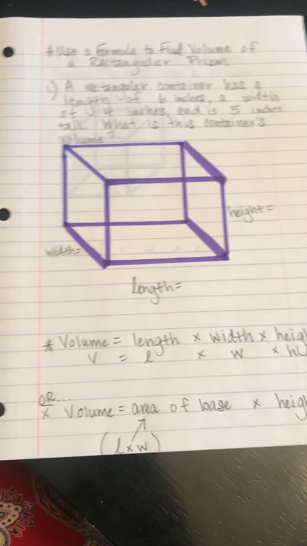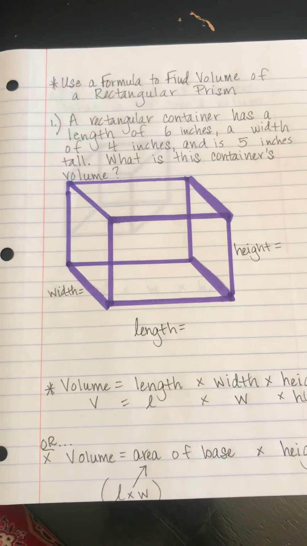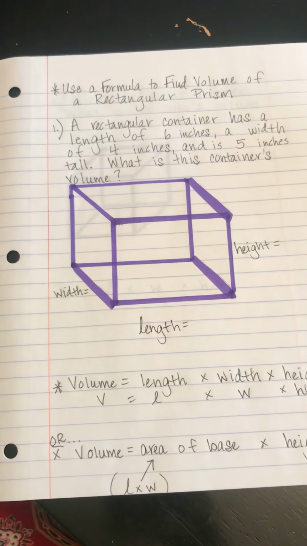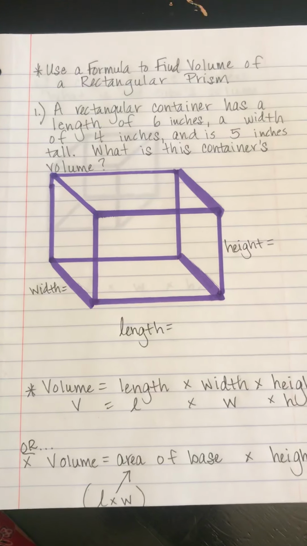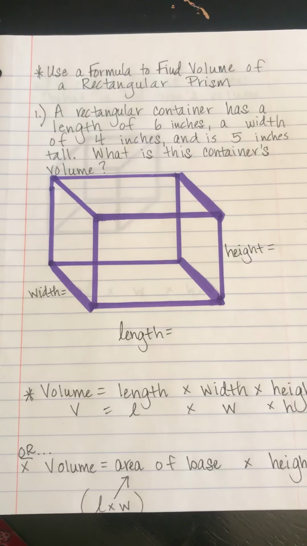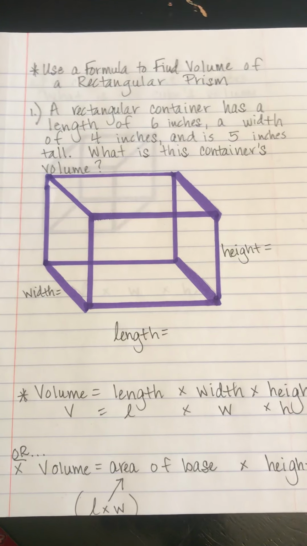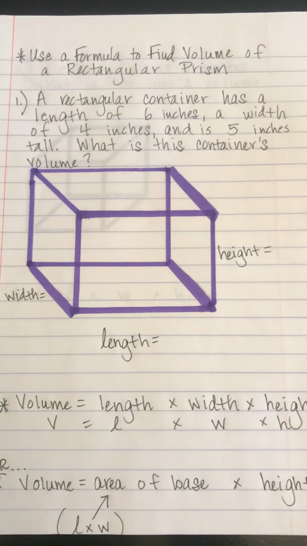Today we are going to be finding volume, and today we're going to be using formulas to do so. Let's take a look at our first problem. It says, a rectangular container has a length of 6 inches, a width of 4 inches, and is 5 inches tall. What is this container's volume?